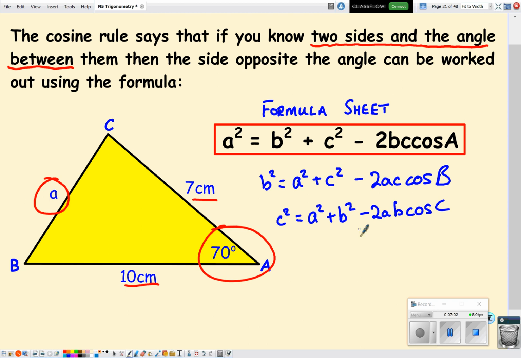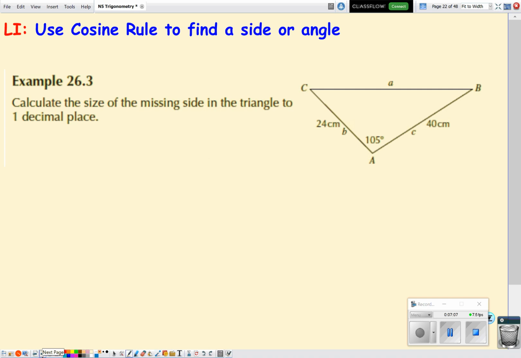Okay, so let's have a look at a couple of examples, right? Just the two for you. Here's the first one. Calculate the size of the missing side of the triangle to one decimal place, right? And you can see if you look straight at the triangle, you've got exactly what I said you would have, two sides and the angle sitting in between them, right? So when you've got that scenario, straight to the cosine rule. Now we are calculating side a. So the cosine rule would be a squared equals b squared and c squared take away 2bc cos a.